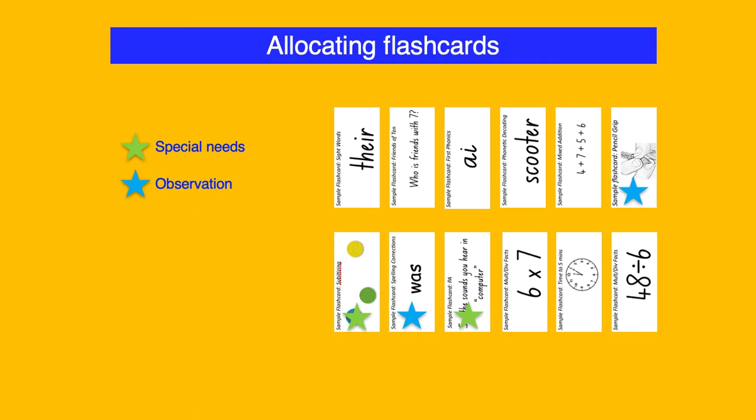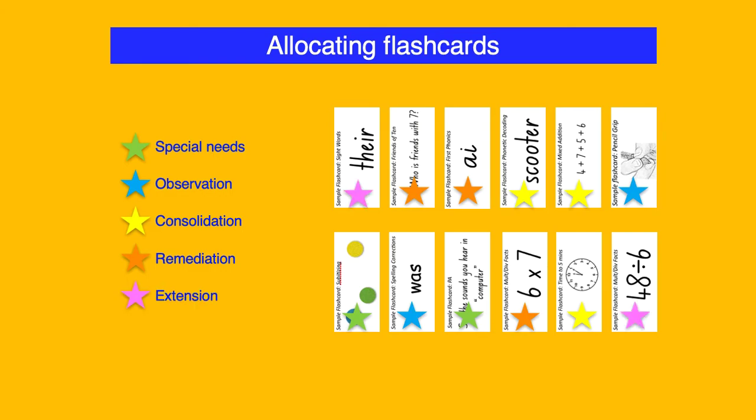In just walking around the classroom, you may notice, for example, that some students are still not using the correct pencil grip, so you could put those flashcards into those selected students' folders, or things like a spelling correction that needs work. And then, as I mentioned before, using your assessments and observation of your classroom learning, the flashcards might be related to consolidation or remediation or extension.